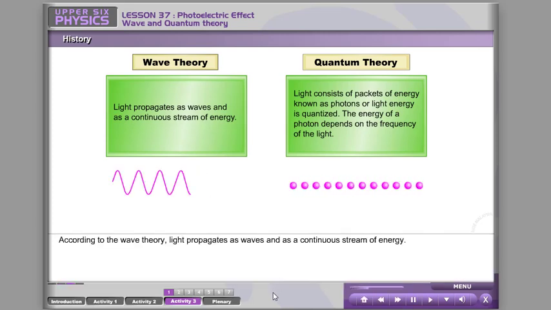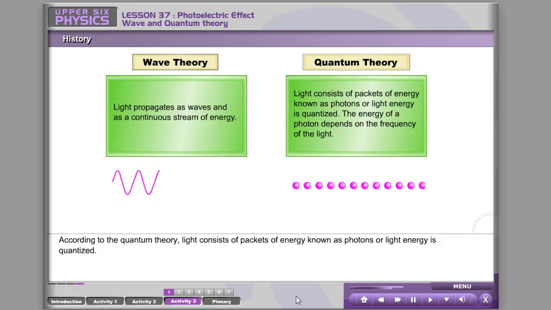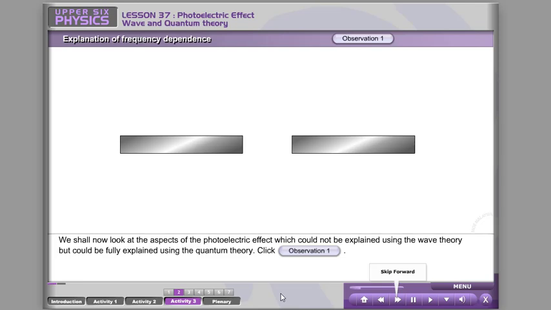According to the wave theory, light propagates as waves and as a continuous stream of energy. According to the quantum theory, light consists of packets of energy known as photons, or light energy is quantized. We shall now look at the aspects of the photoelectric effect which could not be explained using the wave theory but could be explained using the quantum theory. Click the Observation 1 button.